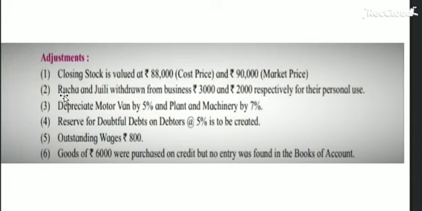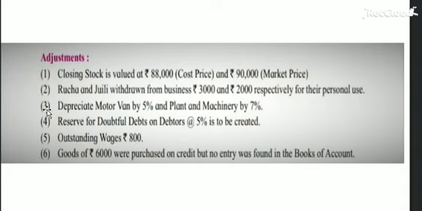See the second one here. Ruja and Julie withdrew from business 3,000 and 2,000 respectively for their personal use. Personal use, it is your drawing, and therefore first effect trading account credit side and partners capital account debit side.